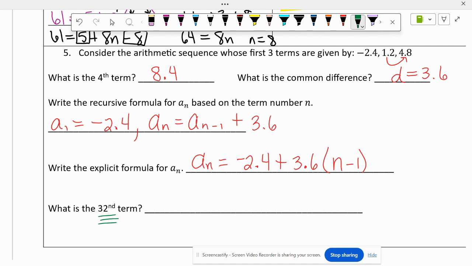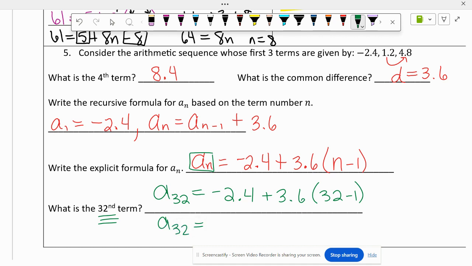We don't want to keep adding 3.6 32 times. That would be absolutely ridiculous. So instead of using A of n, we're going to use A of 32. We want to find the 32nd term. I'm just going to plug it into this equation. That means I have negative 2.4 plus 3.6 times 32 minus 1. Well, what is 32 minus 1? It's 31.